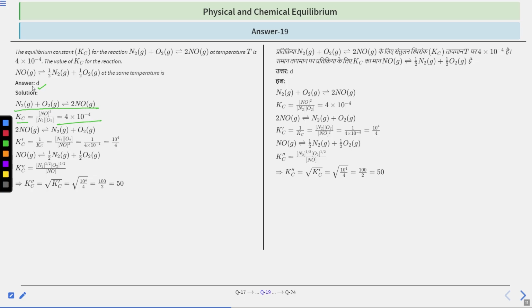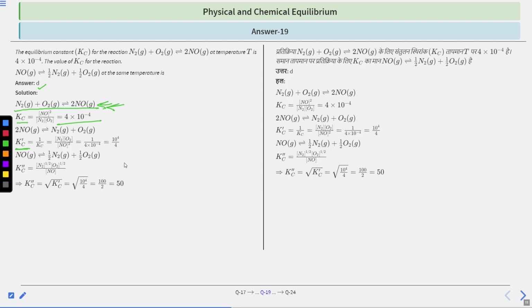Now, if we invert this given reaction, it will become 2NO giving N2 plus O2. Let's suppose its Kc becomes Kc prime, which will be equal to 1 upon Kc, because we reverted this reaction. On reverting, the product will be N2 and O2, so Kc prime is N2 O2 divided by reactant NO to the power 2. And 1 upon Kc means 1 upon 4 into 10 to the power minus 4, which is 10 to the power 4 upon 4.